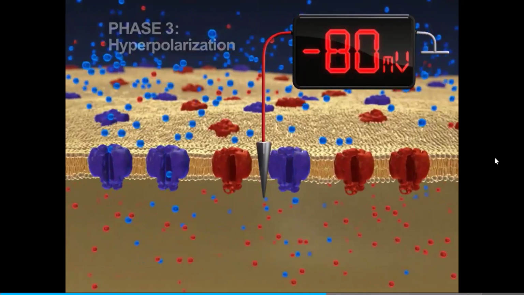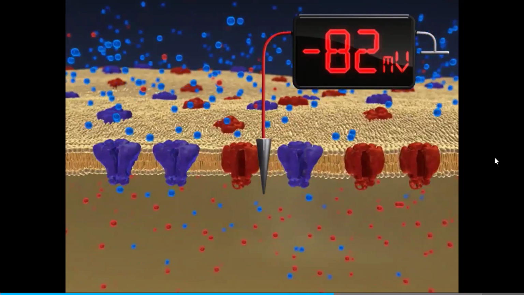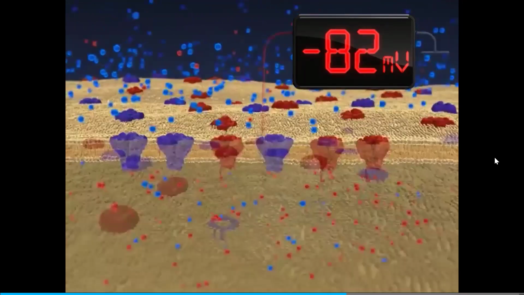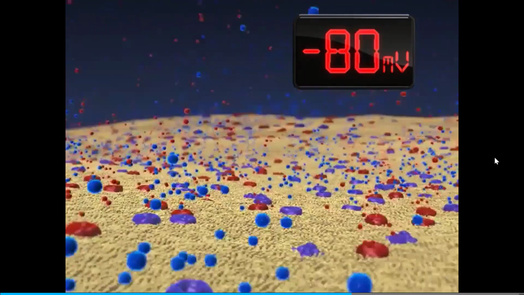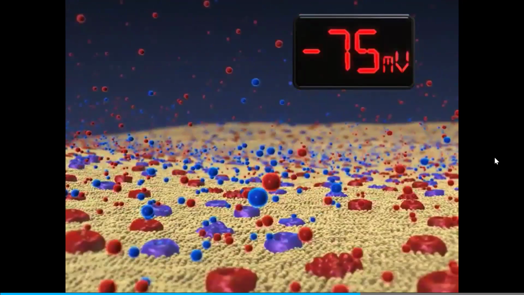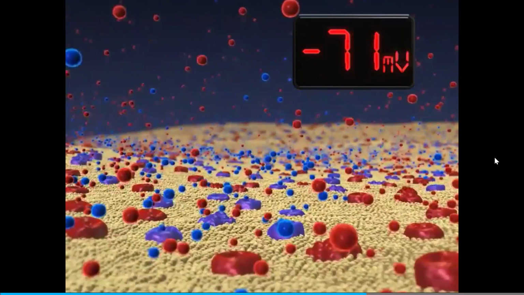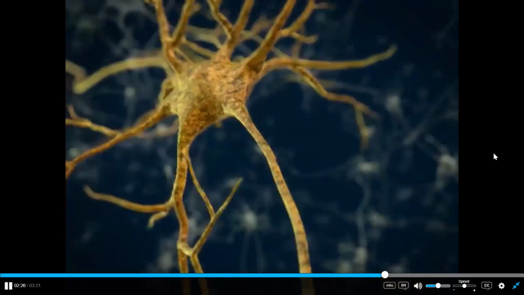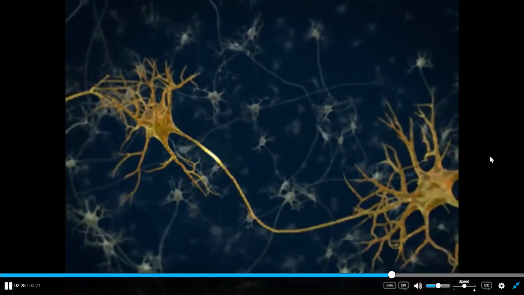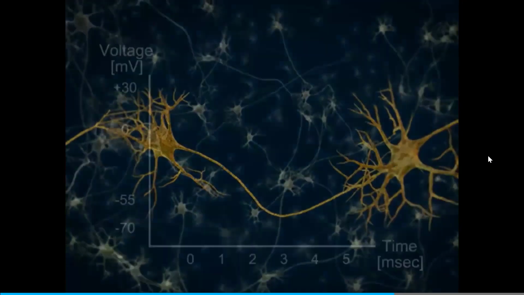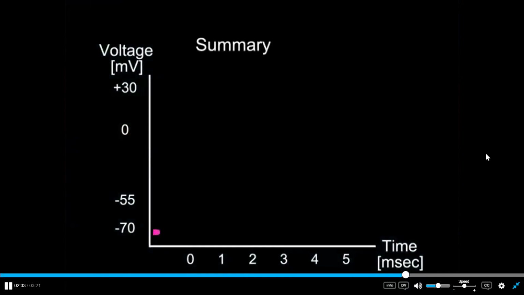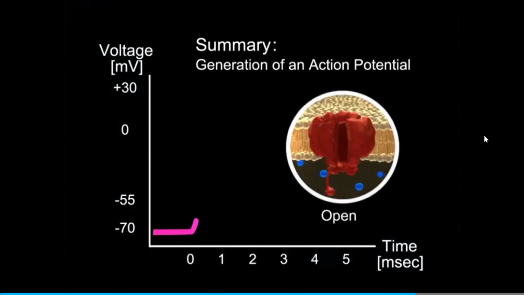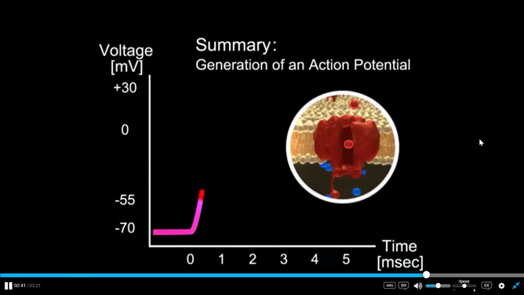During this phase, voltage-gated potassium channels close and all voltage-gated sodium channels are released from inactivation. By the end of this phase, ions move through leak channels only and the membrane potential returns to the resting state of minus 70 millivolts. The neuron is now ready to fire another action potential. Summary: generation of an action potential. A threshold stimulus opens voltage-gated sodium channels.